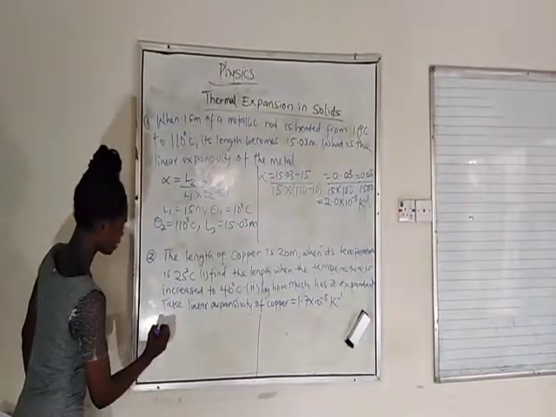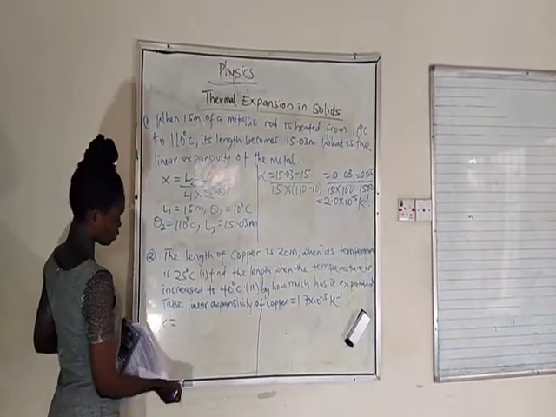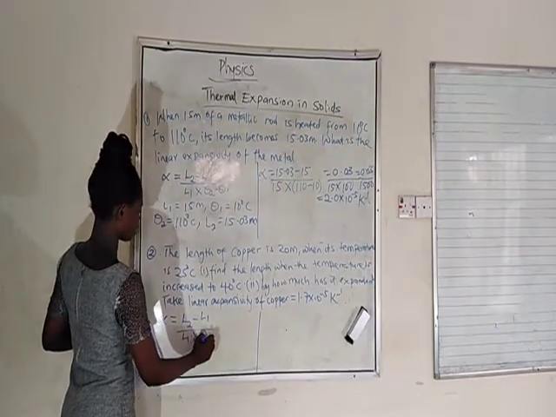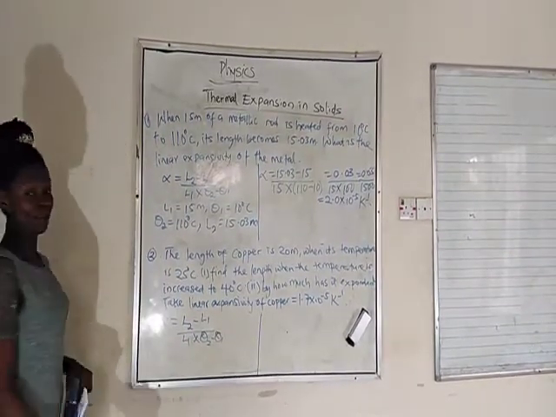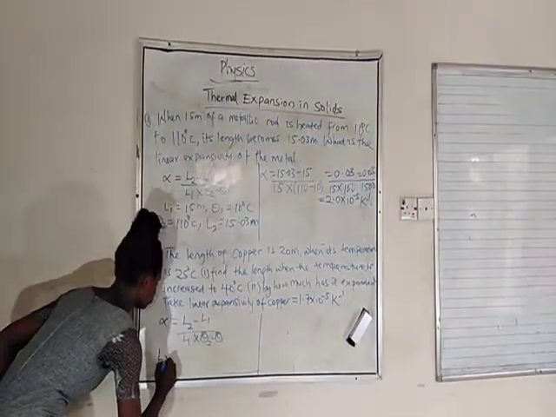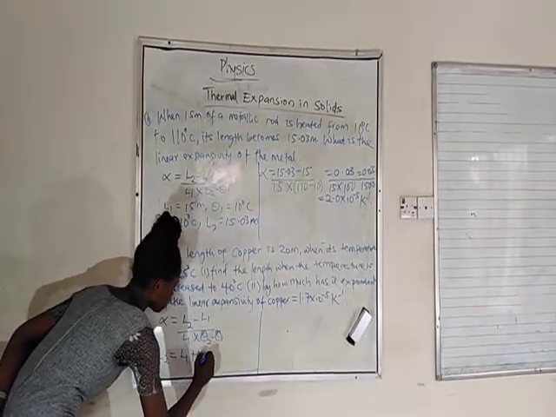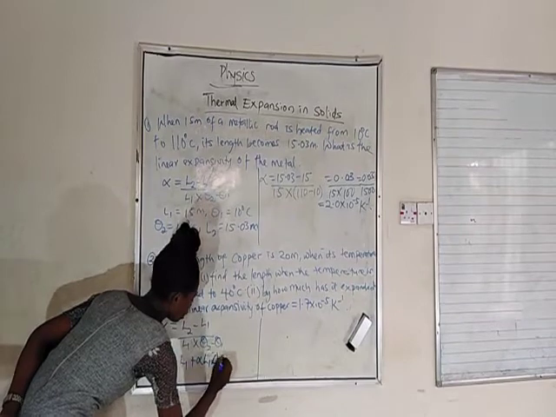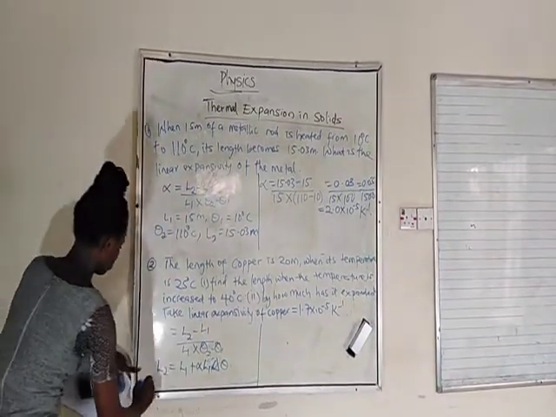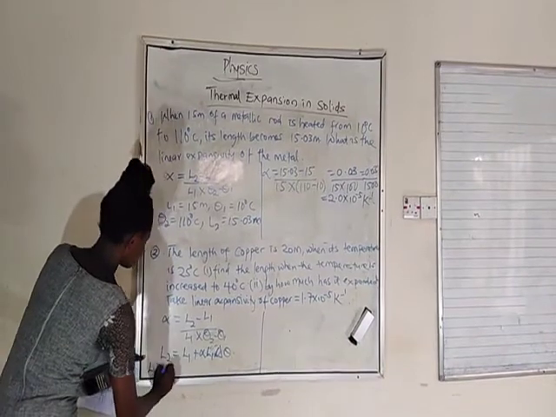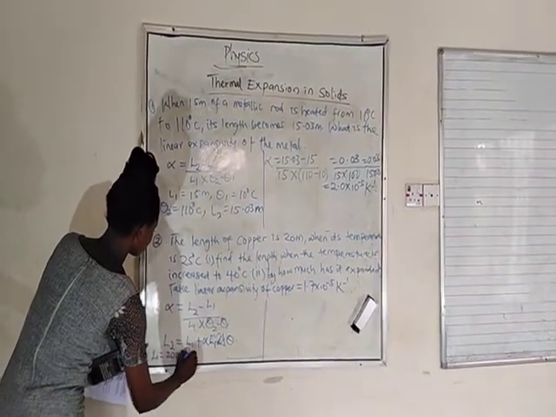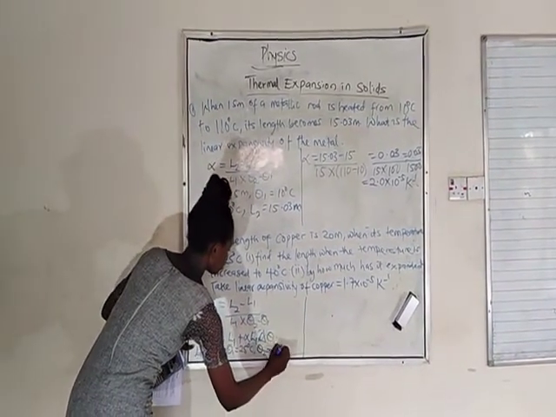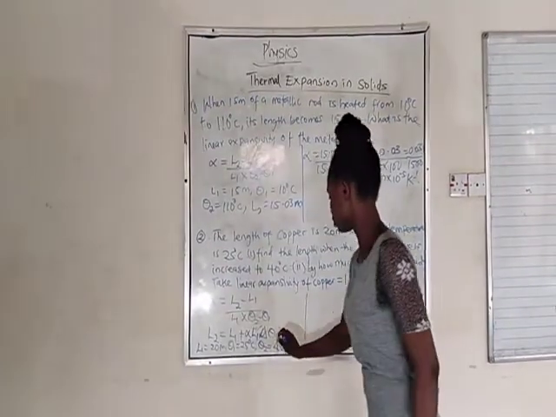So we have, again, linear expansivity equal to L2 minus L1 over L1 times theta 2 minus theta 1. And remember our modified equation, we had L2 equal to L1 plus alpha L1 change in theta. What is our L1? L1 is equal to 20 meters. Theta 1 is equal to 25 degrees Celsius. Theta 2 is equal to 40 degrees Celsius. So let's apply that into this equation here.